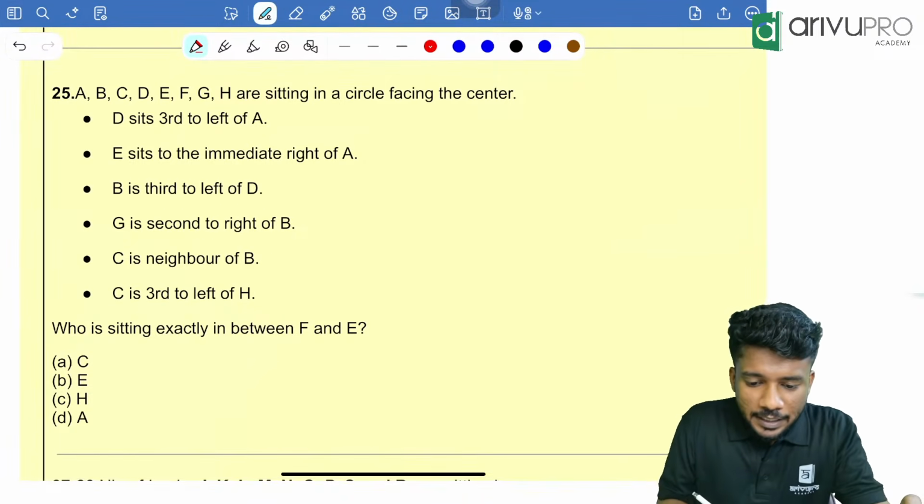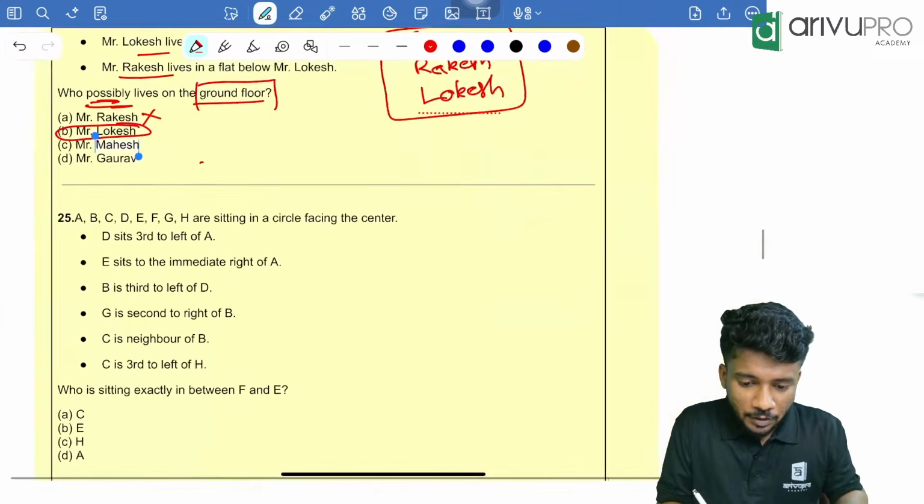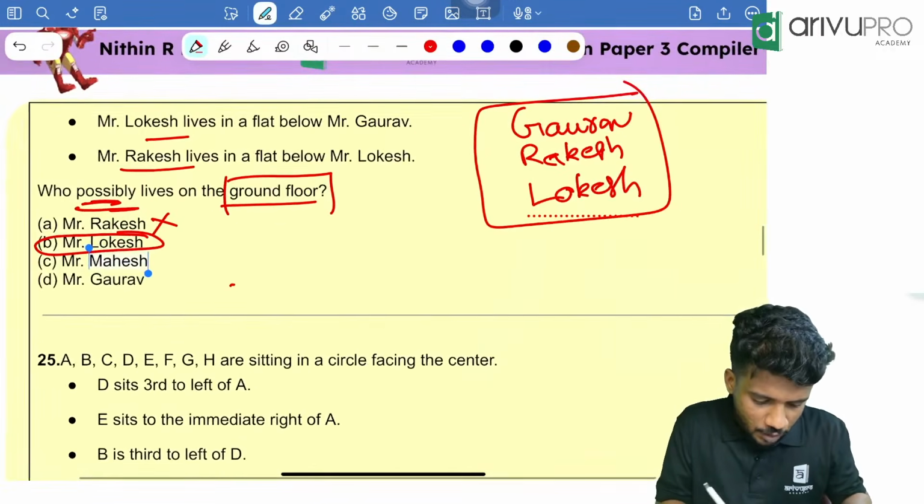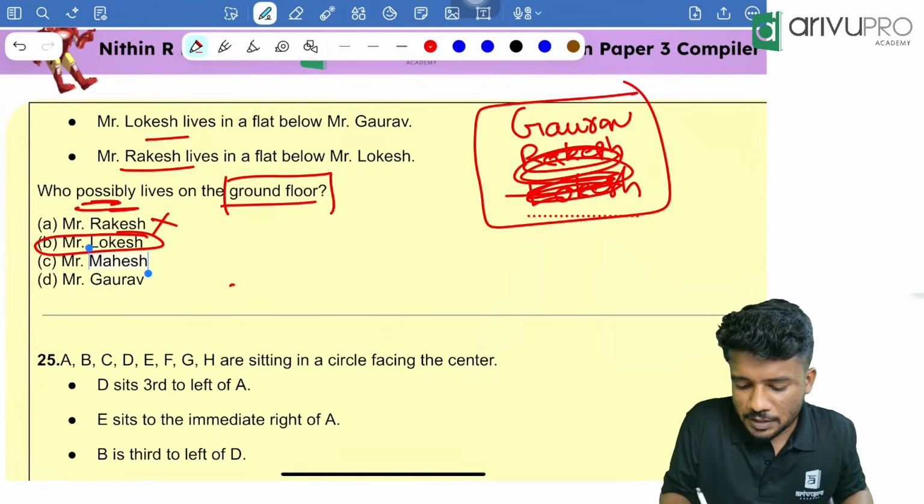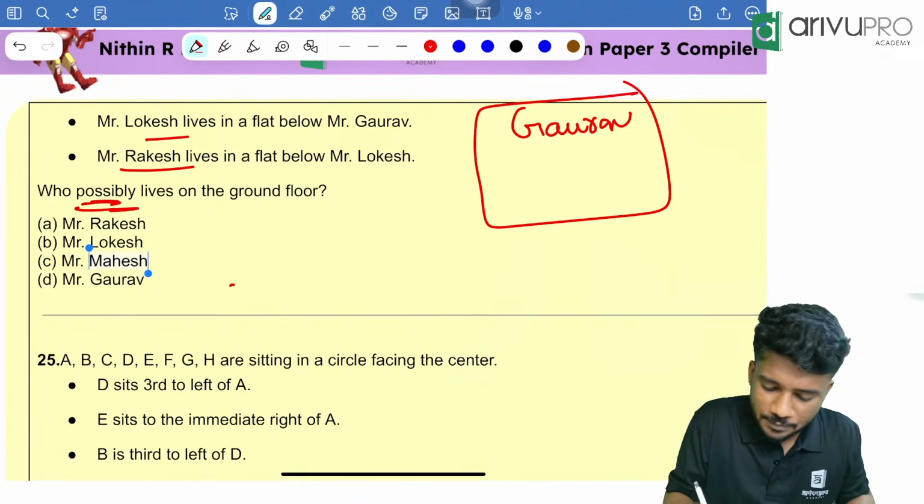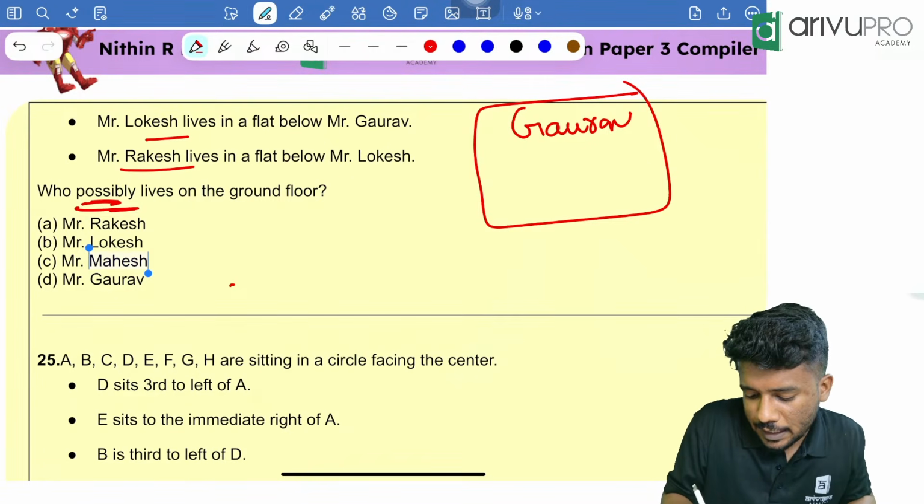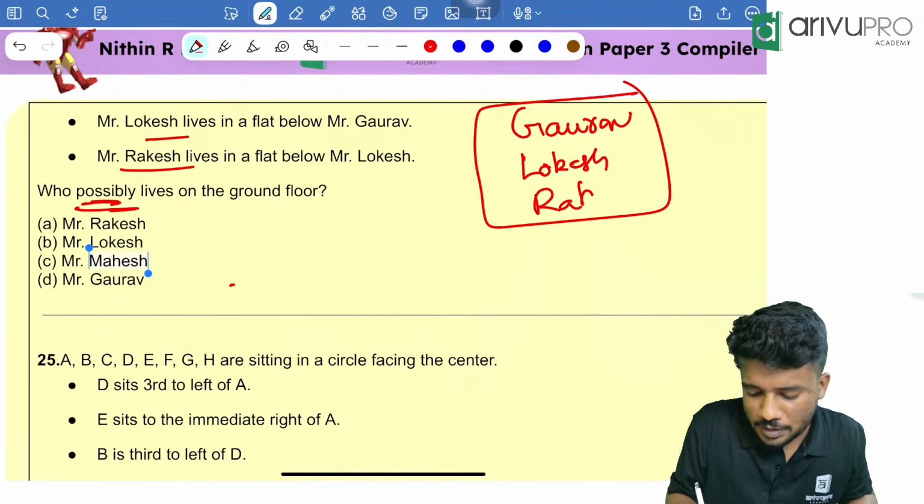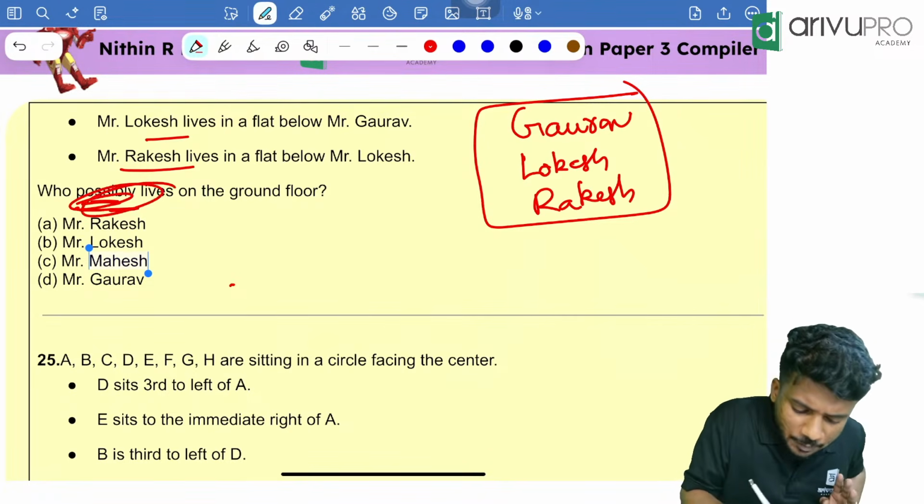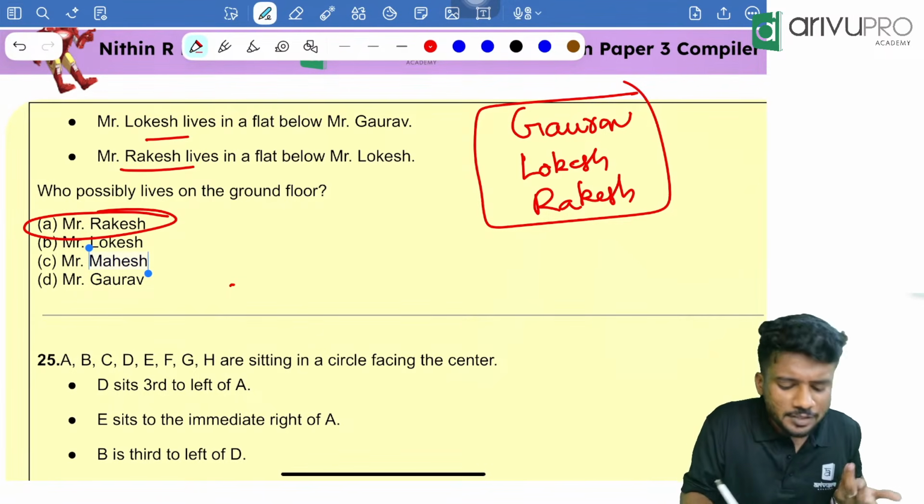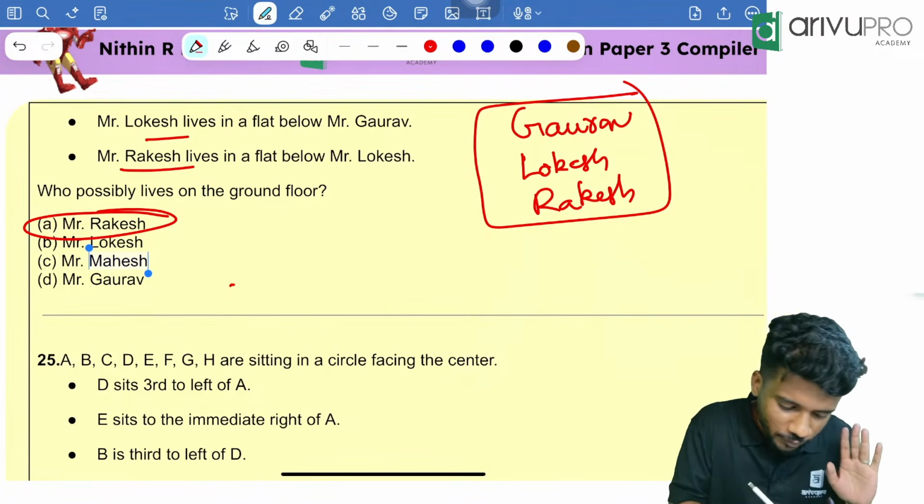A, B, C, D. Rakesh lives below Lokesh. Sorry for that. Yes, Rakesh lives in a flat below Lokesh. Fine. Good. So that means what the answer should be? Rakesh. Option A should be the answer. Yeah, sorry for that mistake.